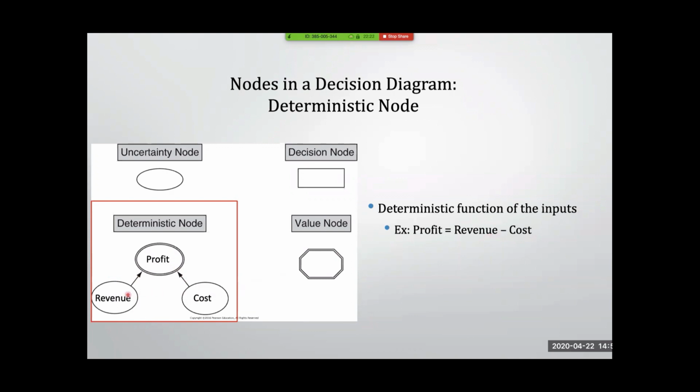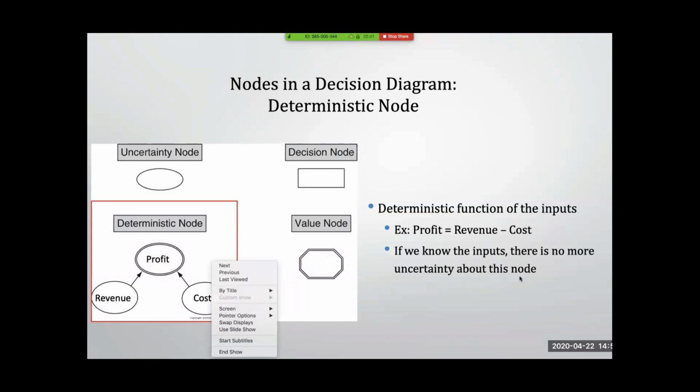Revenue, uncertain. Cost, uncertain. After you know the revenue and cost, profit becomes certain. Okay, there's no doubt about the profit anymore, as long as you know revenue and cost for sure. Okay. If we know the inputs into a deterministic node, there is no more uncertainty at that node.